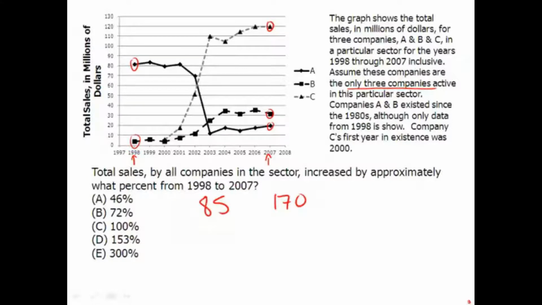So the percentage increase from 85 to 170. Well, notice 85 times 2 is 170. So in other words, the total sales doubled in that time period. Well, when anything doubles, it increases by 100%. In other words, there's the original 100% and then the new 100%, the amount that it increases. So 100% increase, answer choice C.